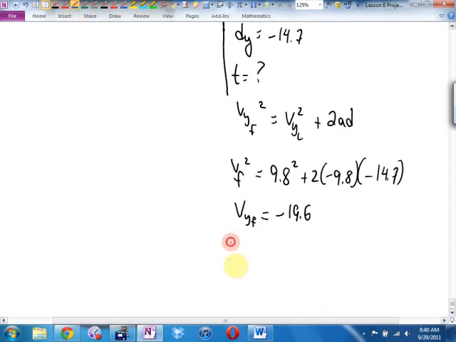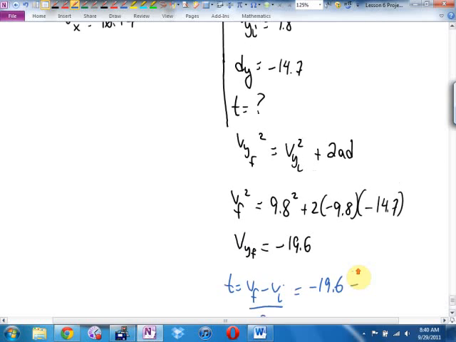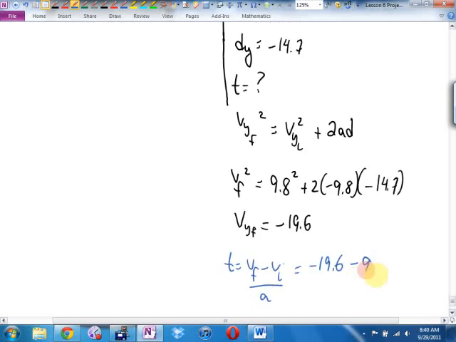Now that I know Vy final, I can find t. t is going to be Vf minus Vi all over a. It's going to be negative 19.6 minus 9.8 all over negative 9.8. And t works out evenly, strangely enough, I think to 3 seconds. Is that right?